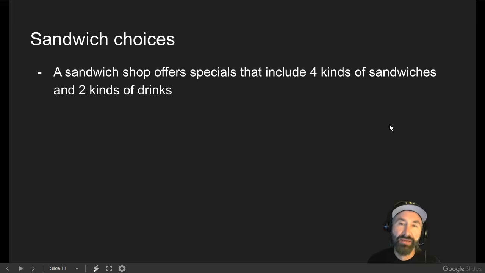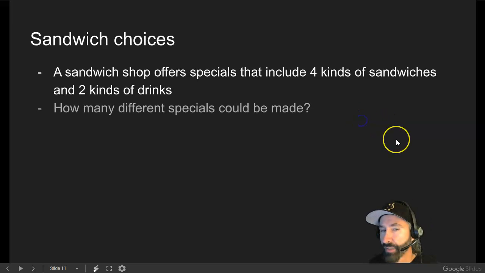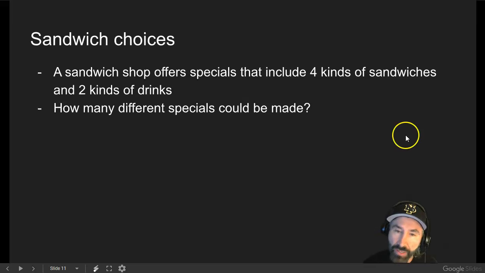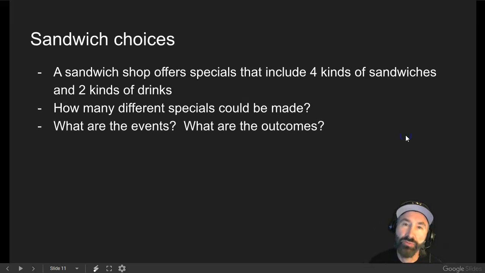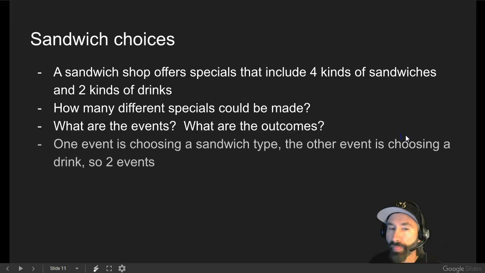So, a sandwich shop offers specials that include 4 kinds of sandwiches and 2 kinds of drinks. If we want, how many different specials could be made? Well, in order to answer that question, we have to ask ourselves, what are the events and what are the outcomes? One event is choosing a sandwich type and the other event is choosing a drink.